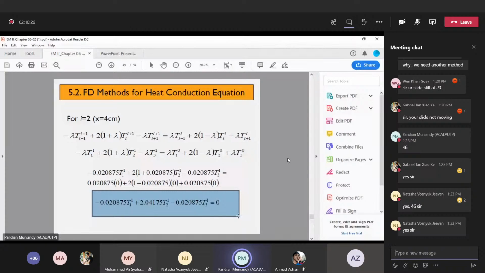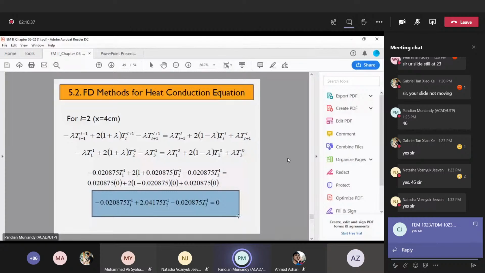So this is at I equals to 2. Can you get this equation, class? Unknowns T1, T2, T3. The rest all move to right hand side. This is at I2, x equals to 4 cm, L still 0. Okay, class?